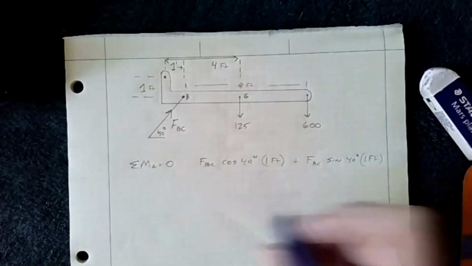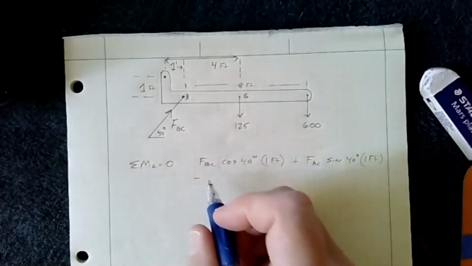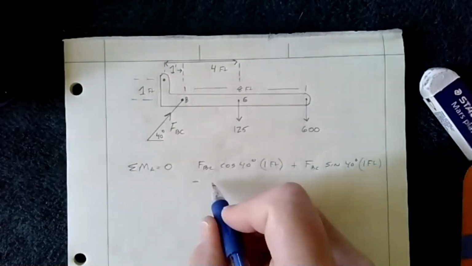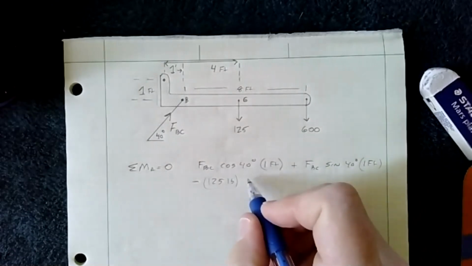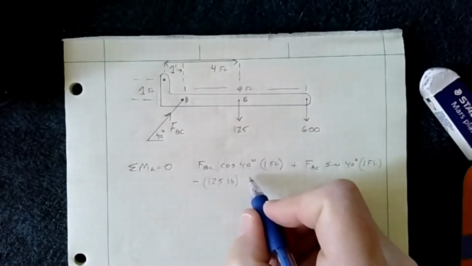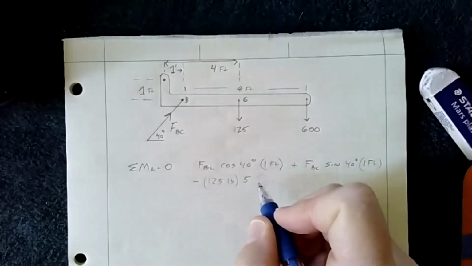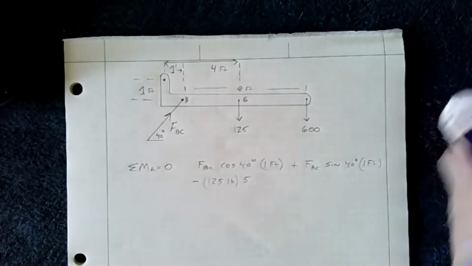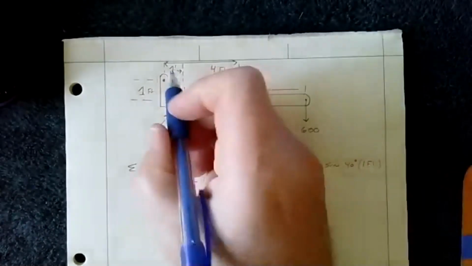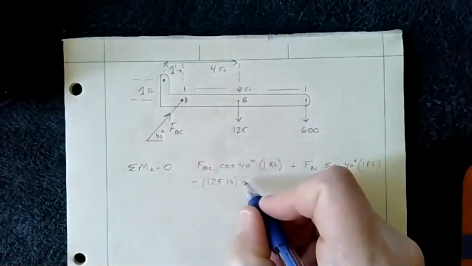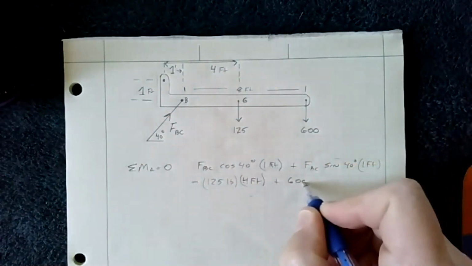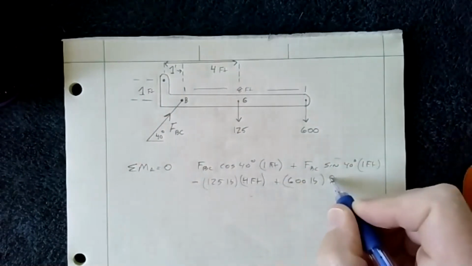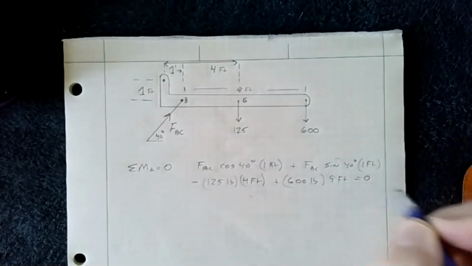And then that's going to be counteracting the 125 pounds that's at a total of 5 feet away. So that's correct. Actually, no, I apologize. That's 4 feet. The total distance is 4. It says it goes from here to here. But the statue is 9 feet, so plus 600 pounds times 9 feet equals 0.